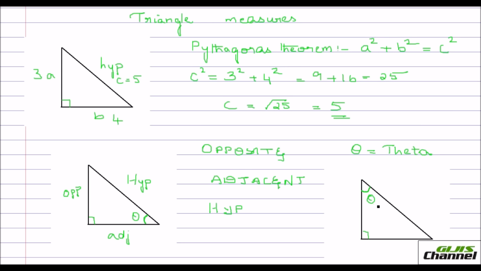Now what happens? The side opposite to my theta would be this. So this would be my opposite side, and this one next to the theta would be my adjacent side. And remember, your hypotenuse side is always the same. This would be your hypotenuse side. Okay, so you have to make that clear, like which would be your opposite side and which is your adjacent side.